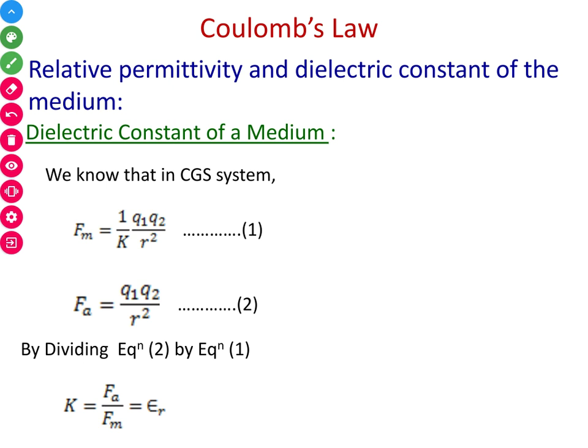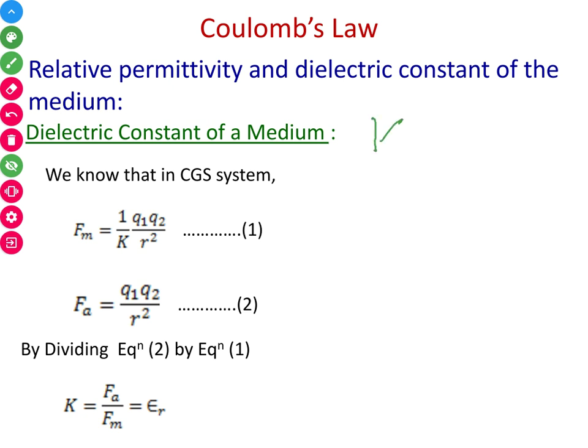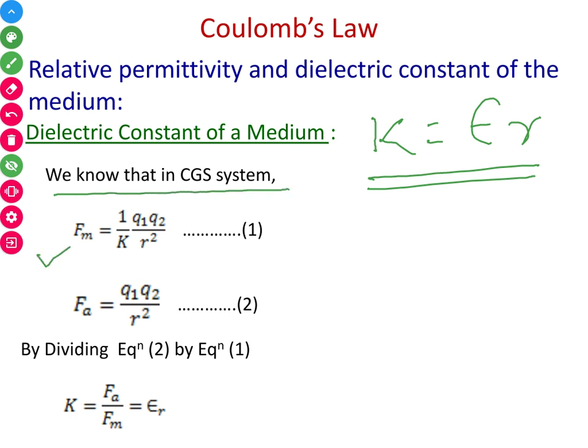Now the next is the dielectric constant of the medium. What is the dielectric constant? Basically, dielectric constant K and relative permittivity are the same. We can easily prove this from here. We know that in the CGS system Fm is, as we have proved in this expression, 1 upon k q1 q2 upon r square, and in air, because the value of k is equal to 1, this expression is reduced to Fa is equal to q1 q2 upon r square.